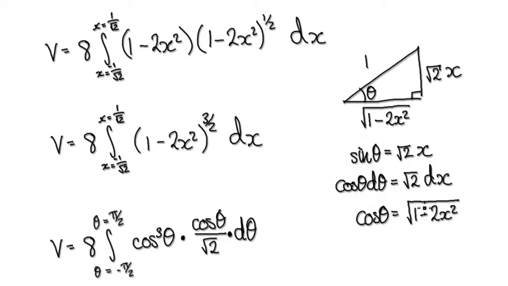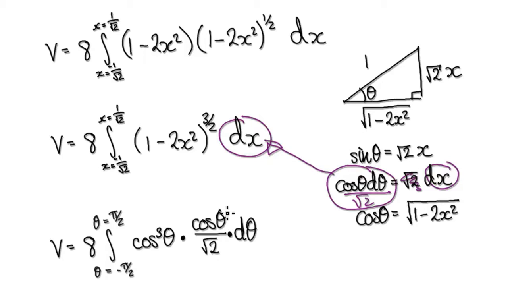If you hang on, let me think. So we need our dx here. So dx is really dθ divided by root 2 here. So now we can put this into the dx. That will then give us this thing here.